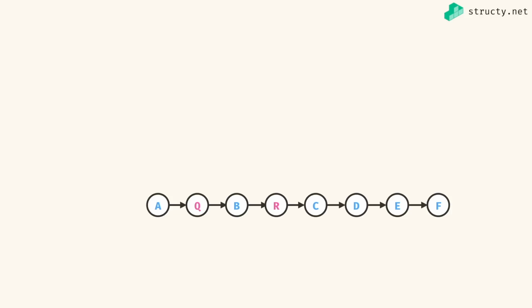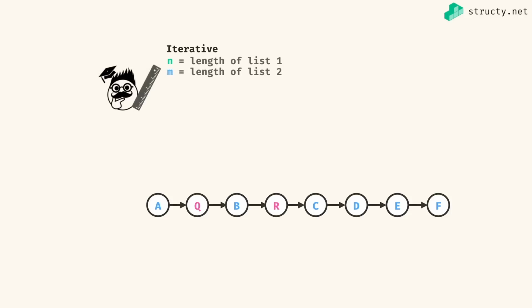And along with that, we also need to maintain some tail pointer we can use so we can actually build up the linked list output. Let's talk about the complexity of this one.